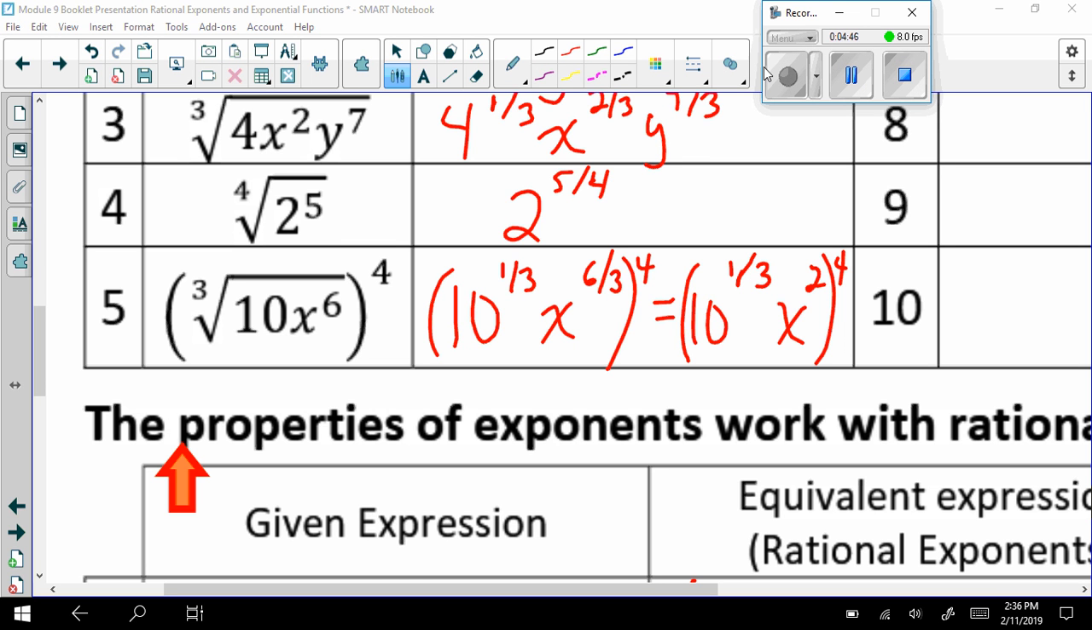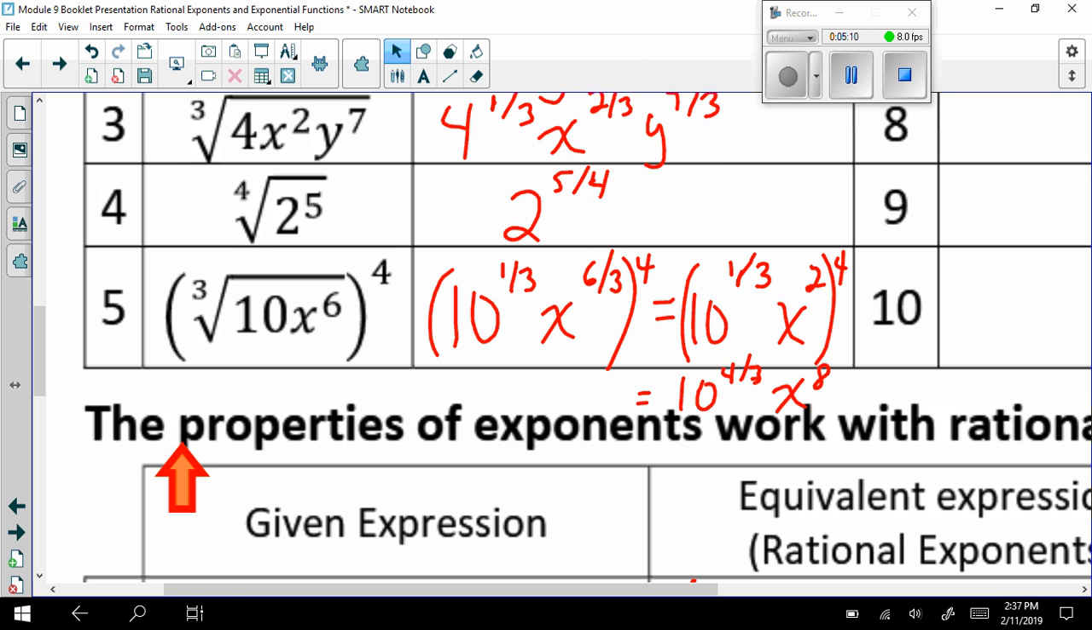And then I can use my exponent rules. I need to do power of a product and power of a power. So 10 to the 1/3 to the 4th is 10 to the 4/3, and then x squared to the fourth is x to the eighth. We're going to talk about using those rules a little bit more later. So again, because I know that's a little hard to see, 10 to the 4 over 3, x to the eighth. The eighth is coming from 2 times 4.